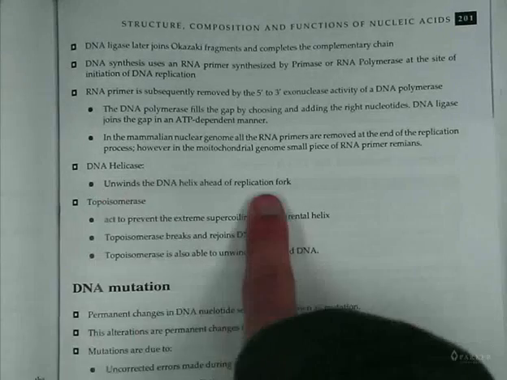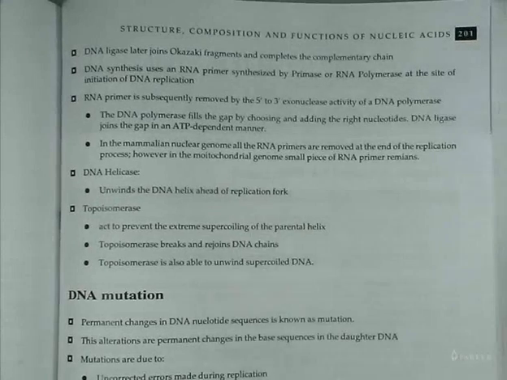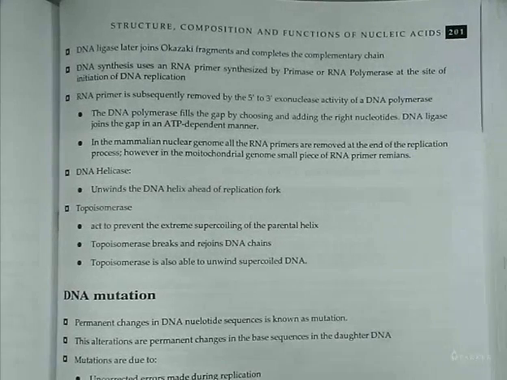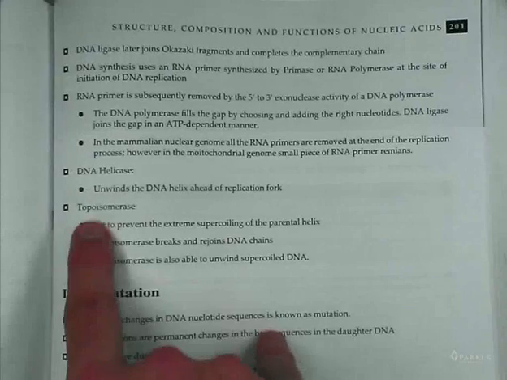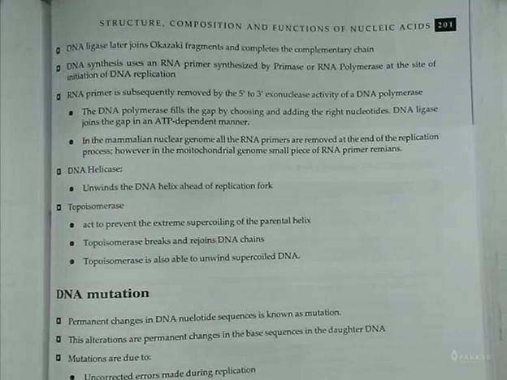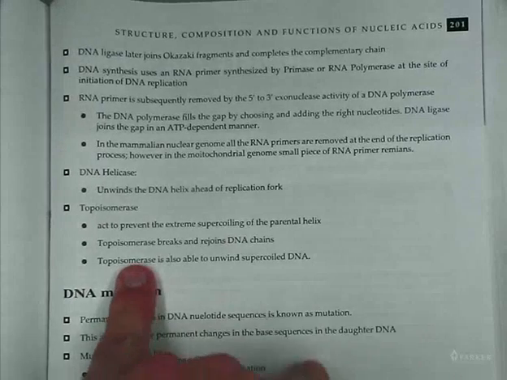And here's a nice little DNA helicase is what unwinds the DNA in front of the replication fork. And I have no idea what this topoisomerase is, to be honest with you. I've never seen that before just now.